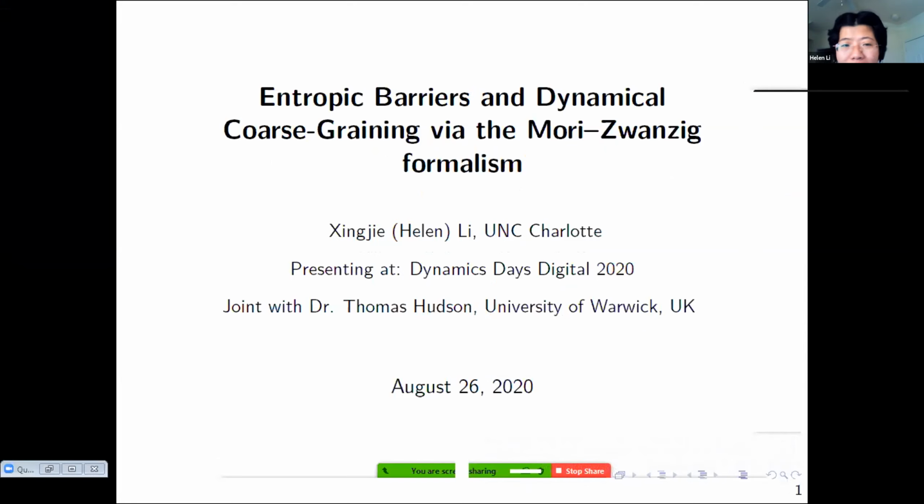Good morning, everyone. Thanks for the invitation. And today I'm going to talk about these entropic barriers and dynamical coarse-graining by the Zwanzig formalism. And this is a joint work with my collaborator, Thomas Hudson from University of Warwick.